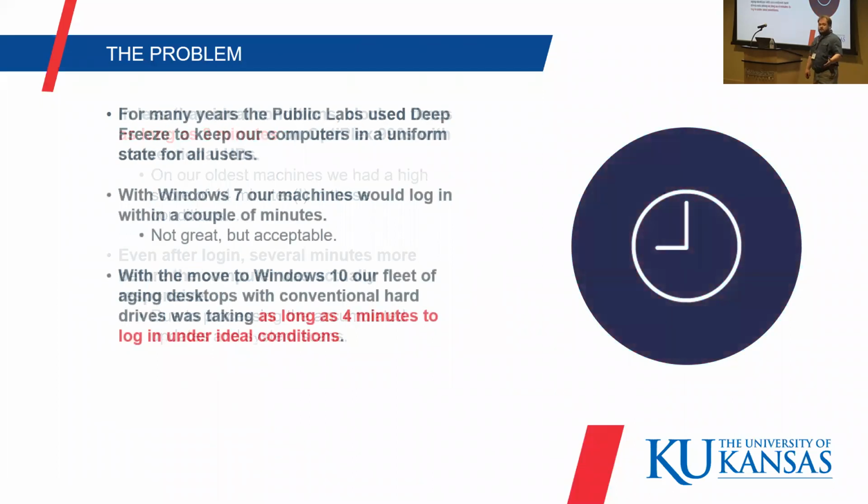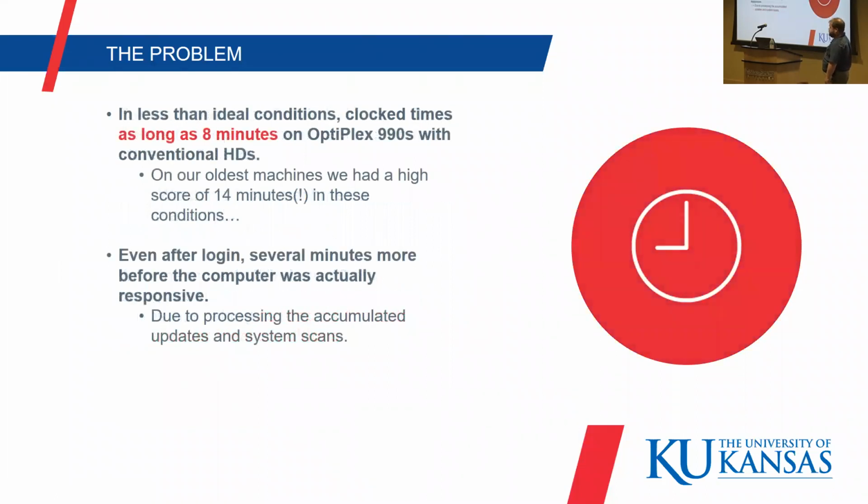And by an ideal login, I mean we let it sit 5 or 10 minutes, load all of its background components, and then try to log in. If you just turn the machine on and tried to log in that way, we got times as long as 8 minutes on our OptiPlex 990s. And on our worst machines, our OptiPlex XEs, we had a high score of 14 minutes one time.